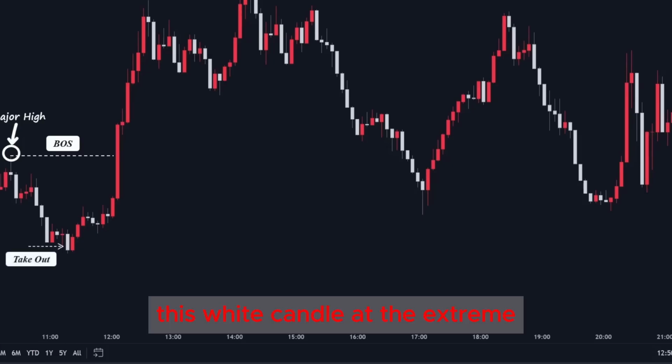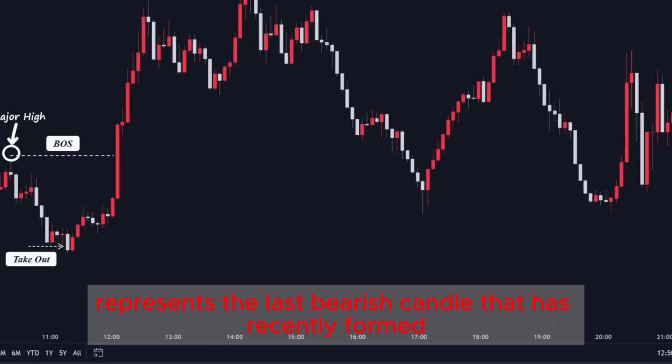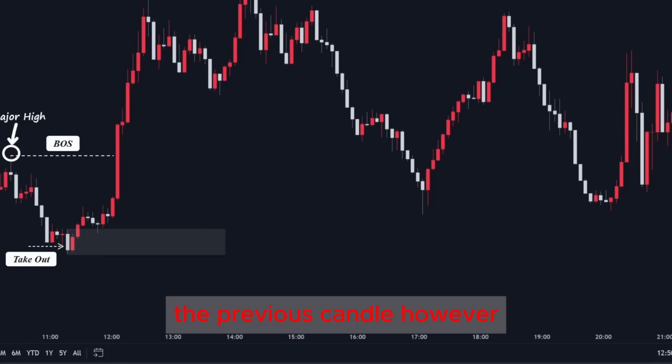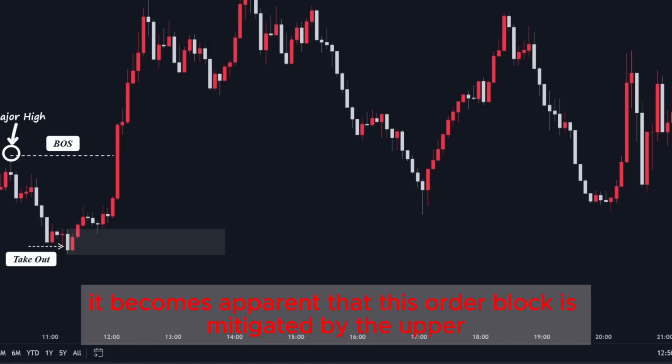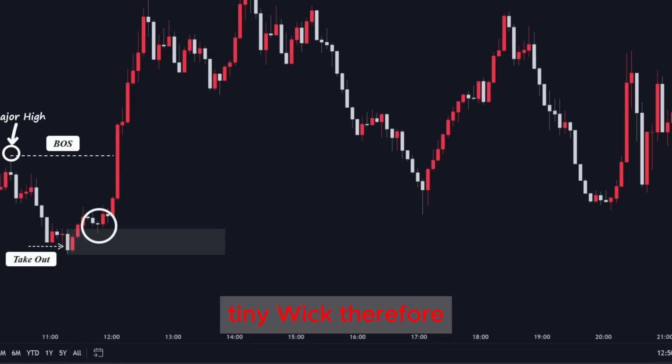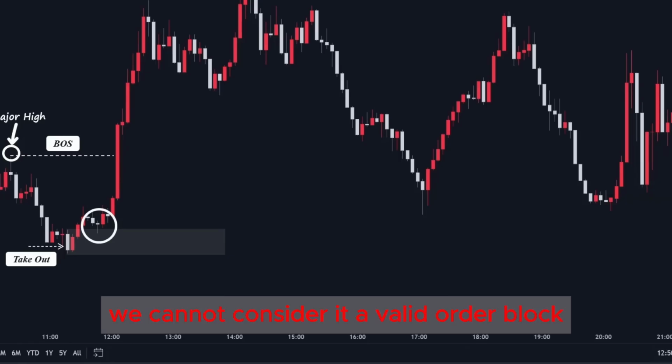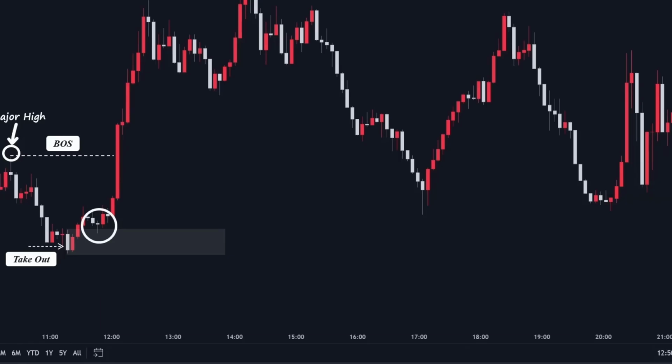This white candle at the extreme represents the last bearish candle that has recently formed before the price began a significant upward push. It has successfully taken out and swept the liquidity below the previous candle. However, upon closer look, if we highlight this candle, it becomes apparent that this order block is mitigated by the upper tiny wick. Therefore, we cannot consider it a valid order block.